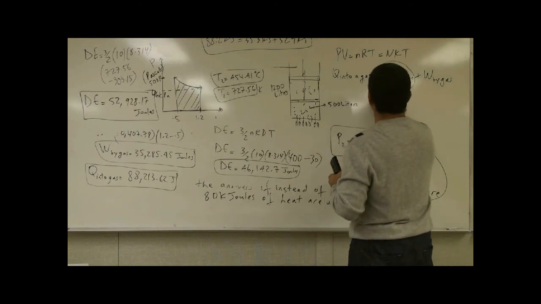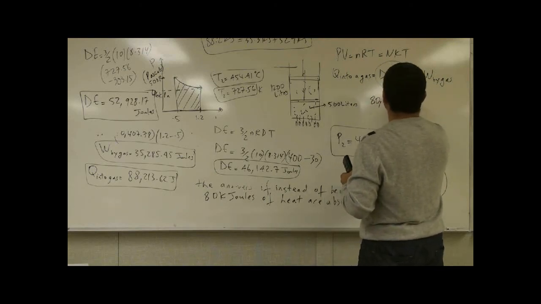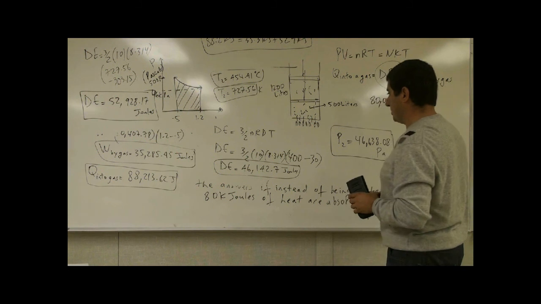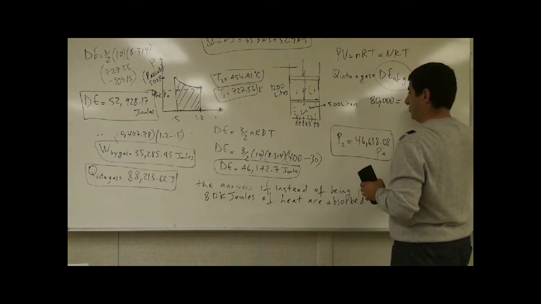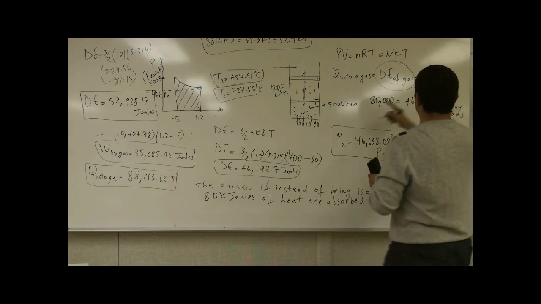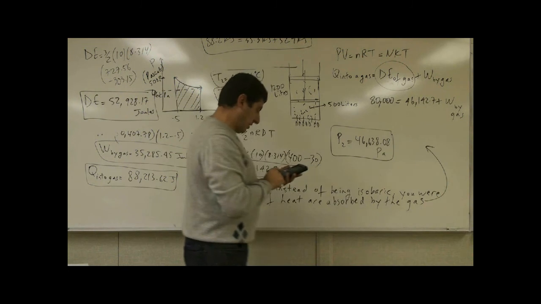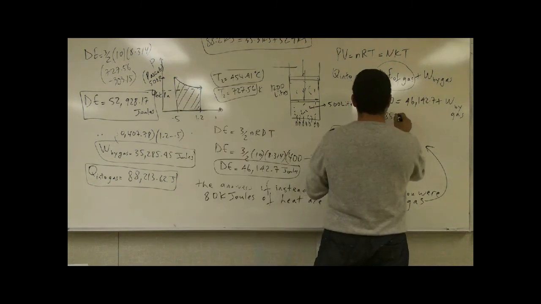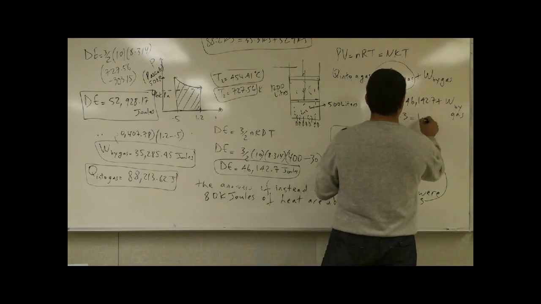Heat into gas is 80,000. Change in its internal energy is equal to 46,142.7. Work by gas, we don't know, and then subtract that. So 83,857.3.